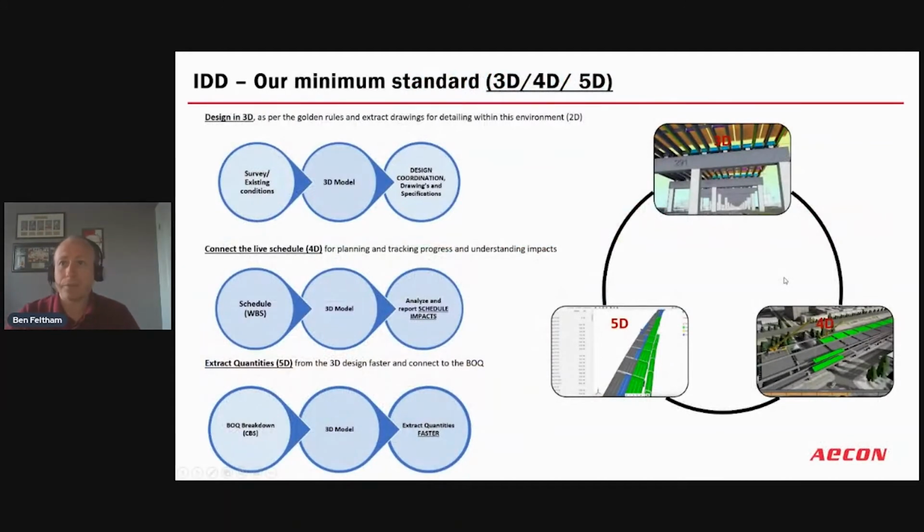So as you can see, we did set a minimum standard, and this minimum standard is now entirely across the business. And what it's about is developing that design in 3D in an ISO 19650 environment. That is very, very important. And that's something that we're pushing designers to do.